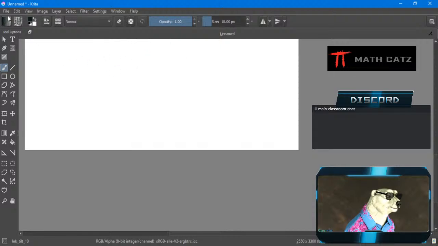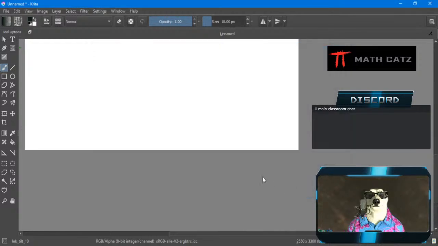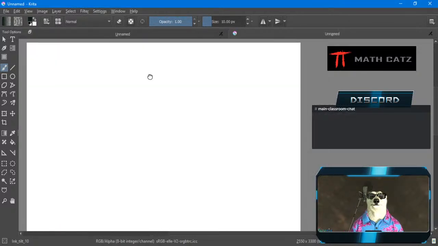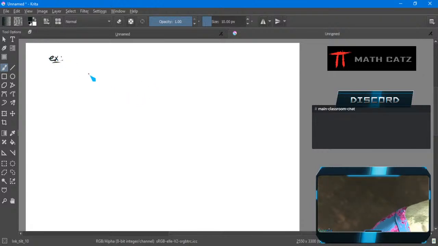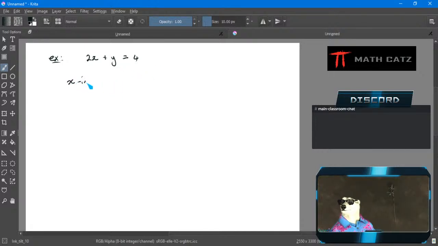Can I squeeze it in here? I don't want to. Let's make a new page. Like that. My example is not something in the problem book yet. I'm just making one up. 2x plus y equal to 4. Linear equation because it fits that general form. X-intercept.